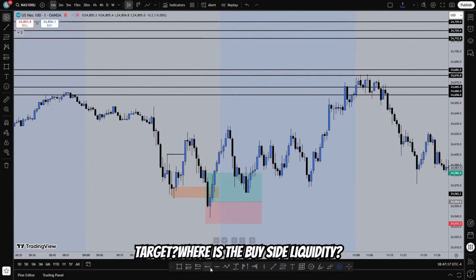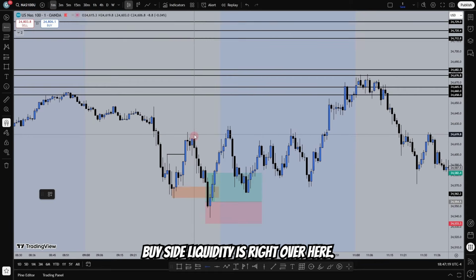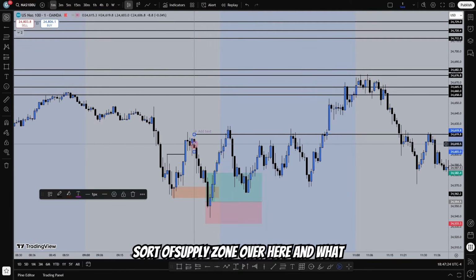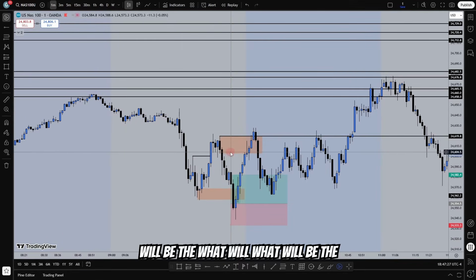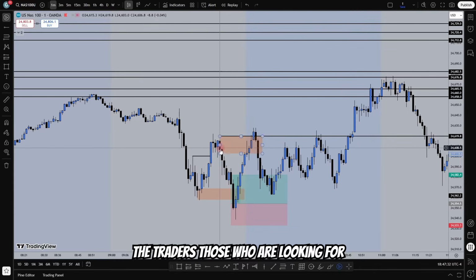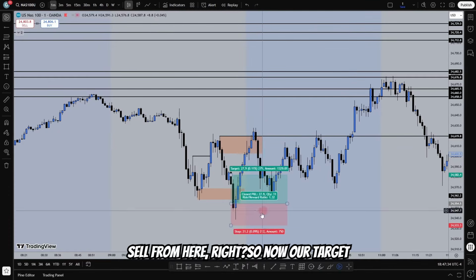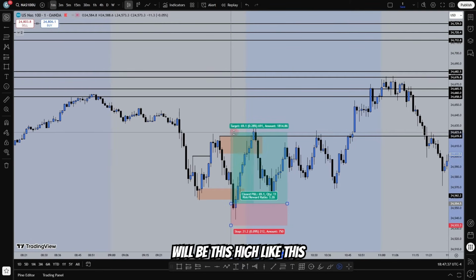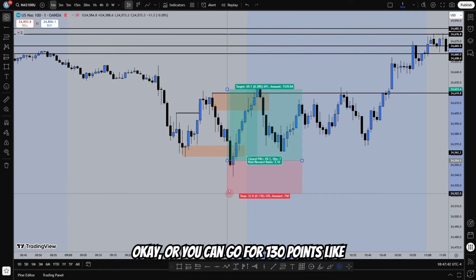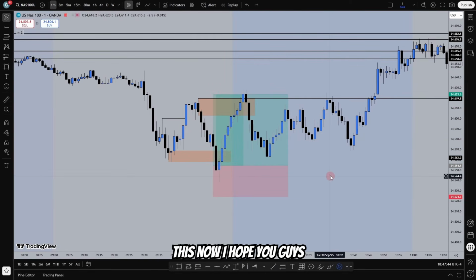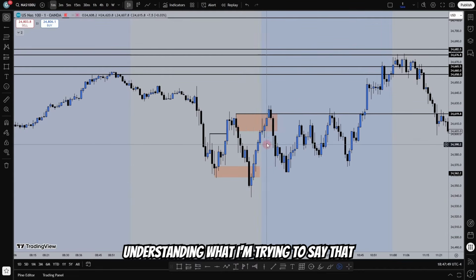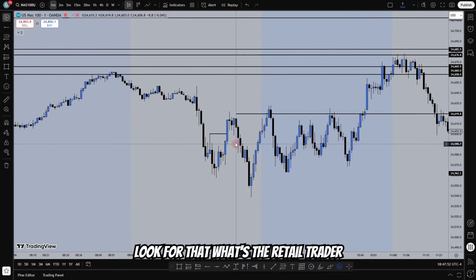And now what will be our target? Where is the buy side liquidity? Buy side liquidity is right over here. Why? Because we can see that there is some sort of supply zone over here. And what will be above the supply zone? Stop losses of the traders who are looking to sell from here, right? So now our target will be this high, like this. Or you can go for 130 points like this. Now I hope you guys understand what I'm trying to say, that is how you look for stop loss. You will look at what the retail trader is doing.